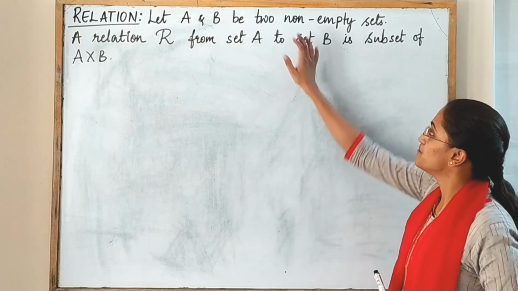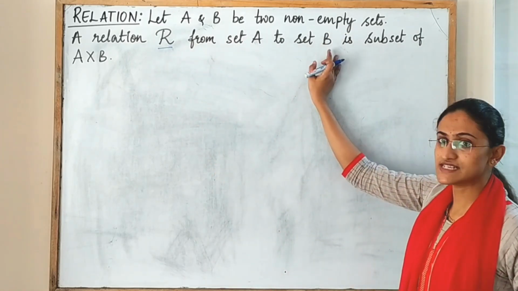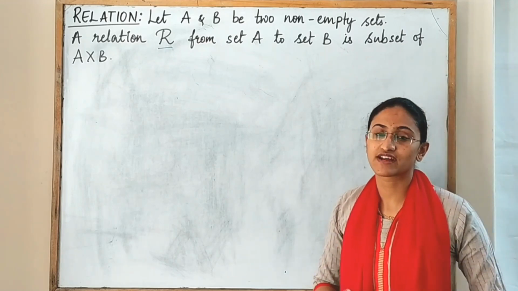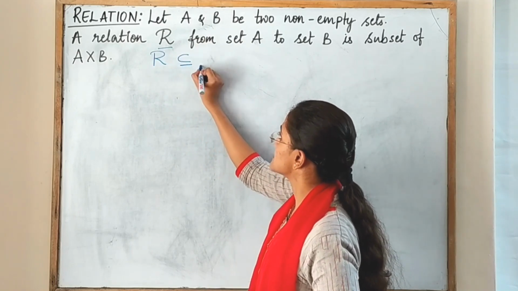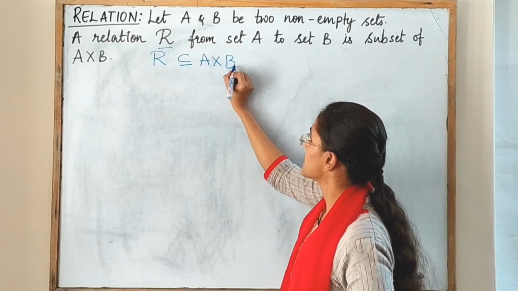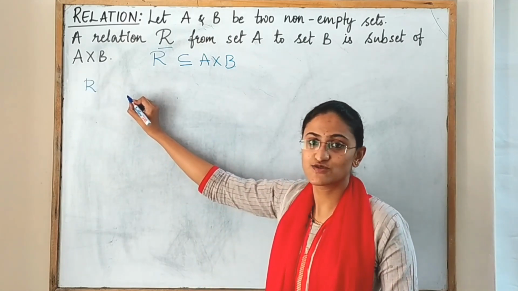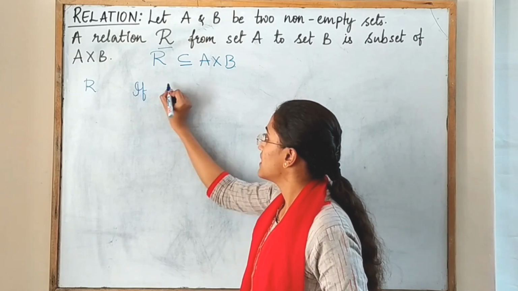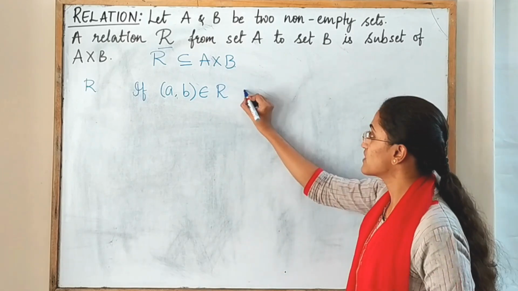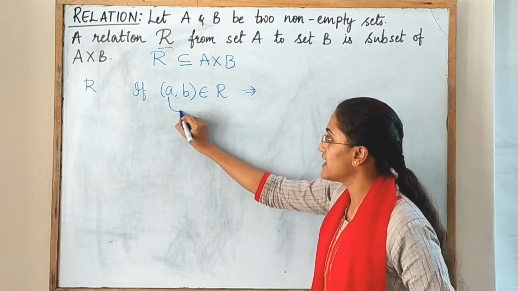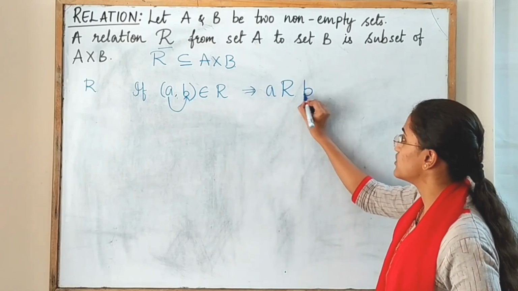Let A and B be two non-empty sets. Then the relation R from the set A to the set B is always a subset of the Cartesian product A cross B. And hence you can tell R is always a subset of A cross B. Now, if you are having the relation R from the set A to the set B, and if an ordered pair (a, b) belongs to the relation R, then you can tell that the element a is related to the element b and denote it as a R b.